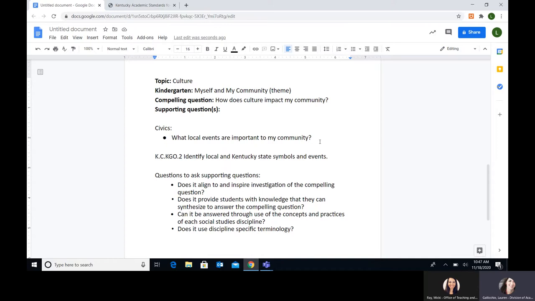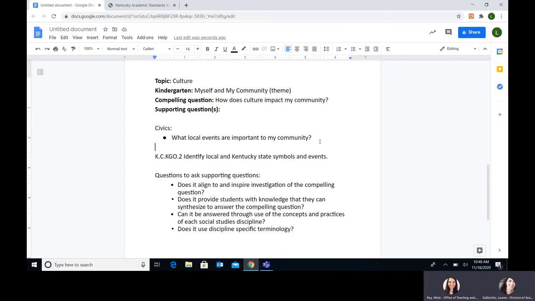Depending on what region you're in in the state, your festivals, your events would be influenced by your culture. How do we feel about that one?